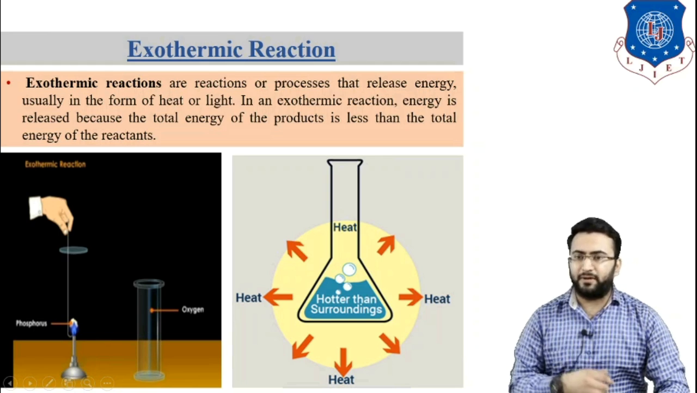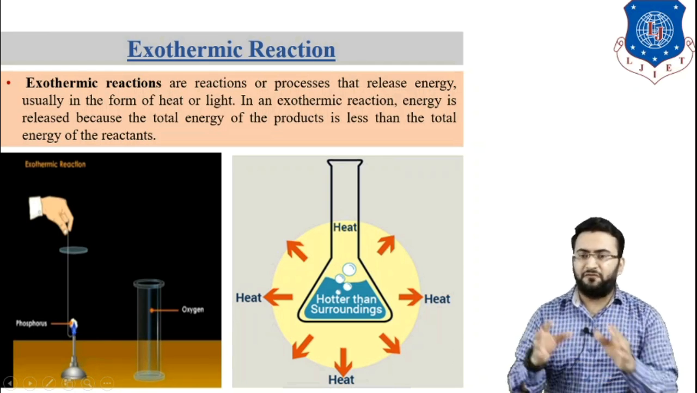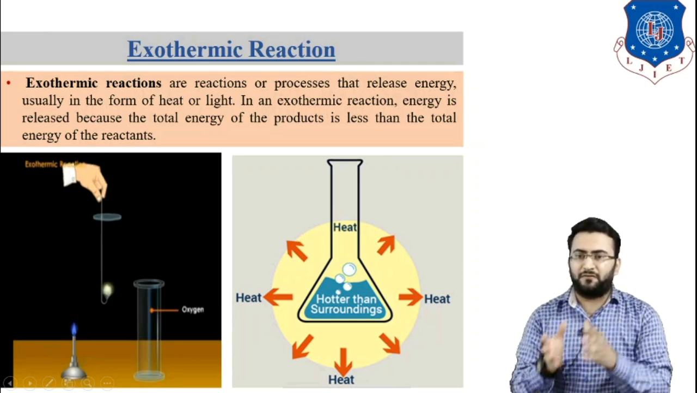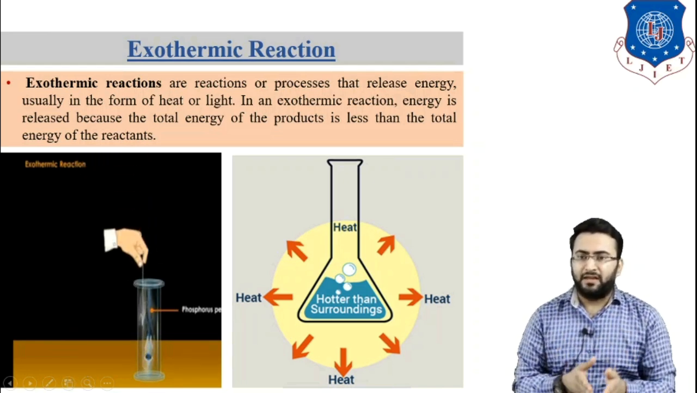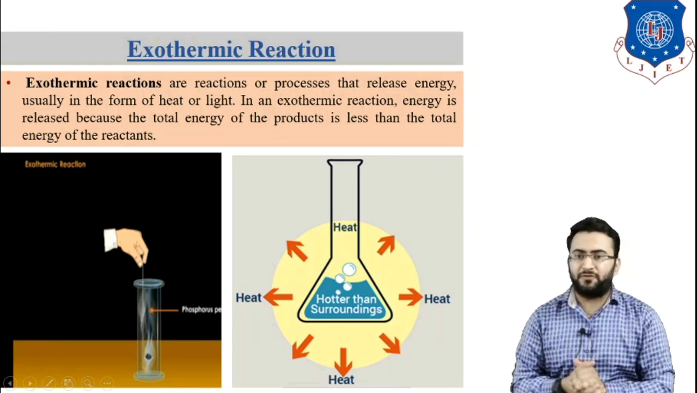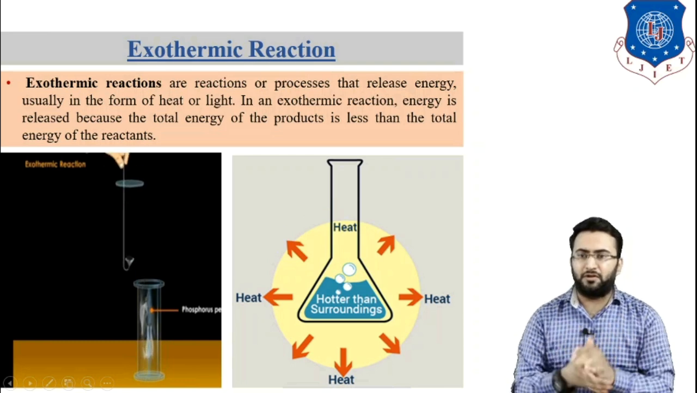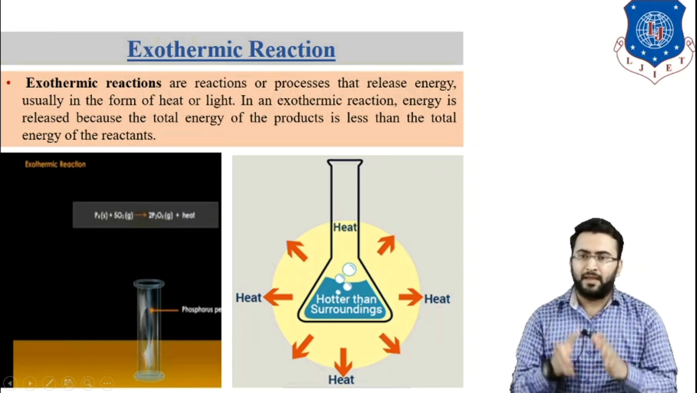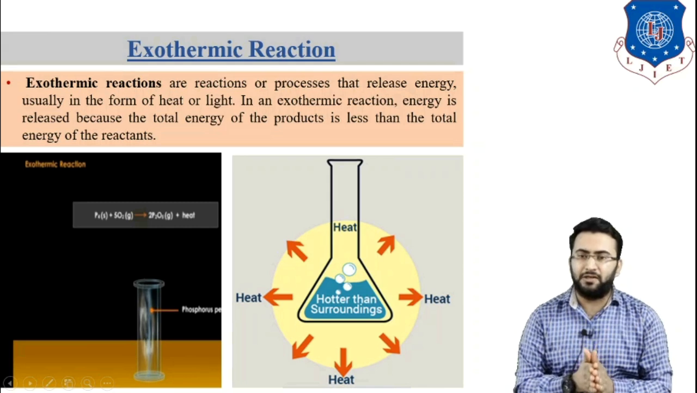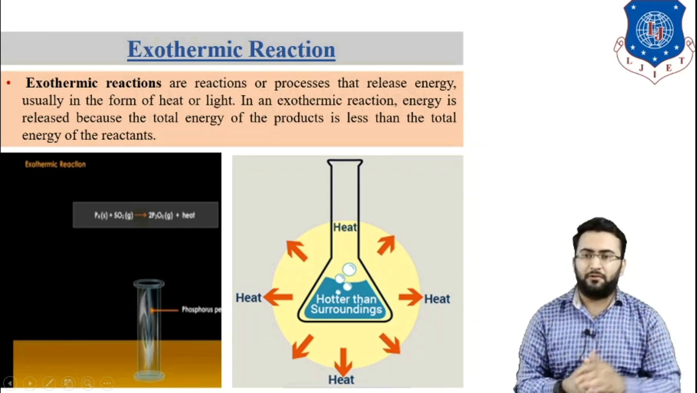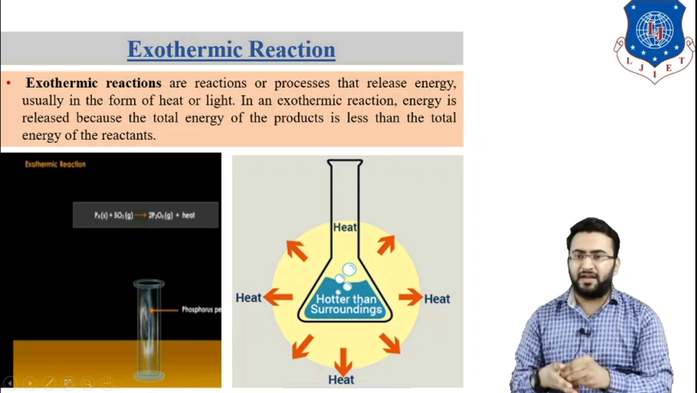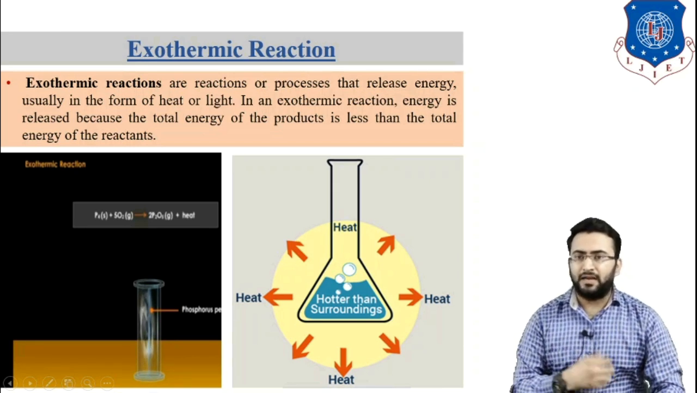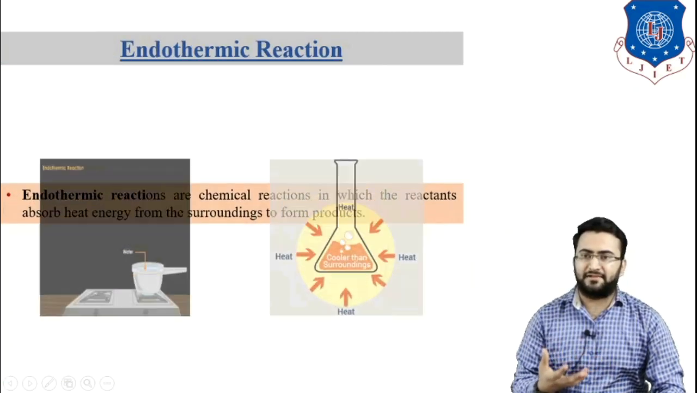In this example, there is phosphorus. If we put this phosphorus in contact with oxygen and the phosphorus reacts with oxygen, then it makes phosphorus pentoxide and releases heat. So this type of reaction which releases heat is known as an exothermic reaction. An exothermic reaction releases heat from the system to the surroundings. Now let's talk about endothermic reaction.